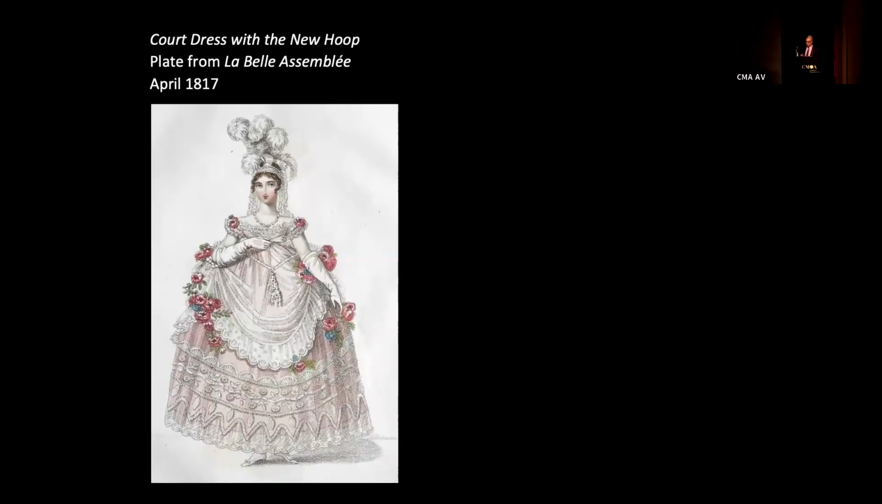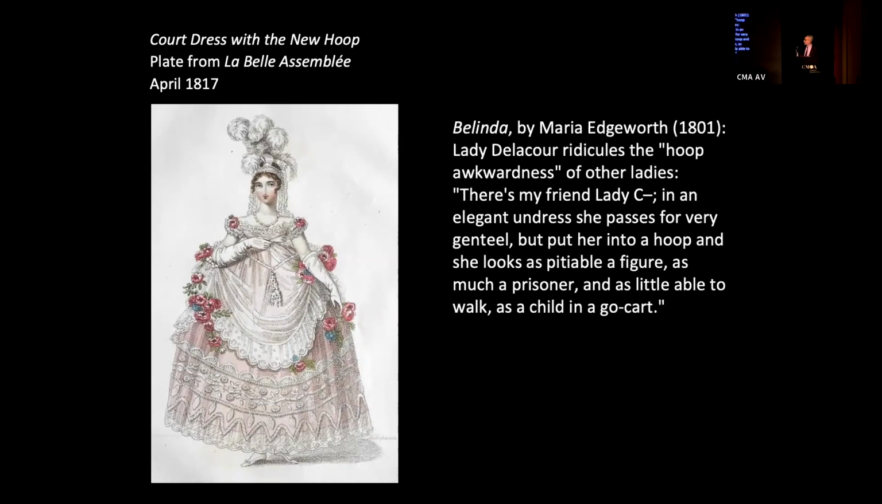Just to give you a couple of examples, one is a quotation from one of Jane Austen's favorite novels, Belinda by Maria Edgeworth, which was published in 1801. The worldly Lady Delacour ridicules the hoop awkwardness, as she puts it, of other ladies. She says, "There's my friend Lady C. In an elegant undress," again, I'll explain undress in a little bit, "in an elegant undress, she passes for very genteel, but put her into a hoop and she looks as pitiable a figure, as much a prisoner, and as little able to walk as a child in a go-cart."